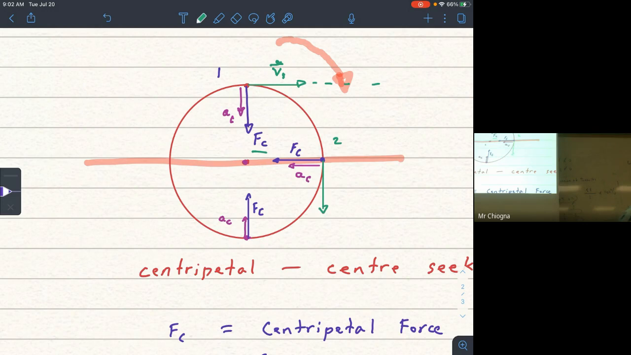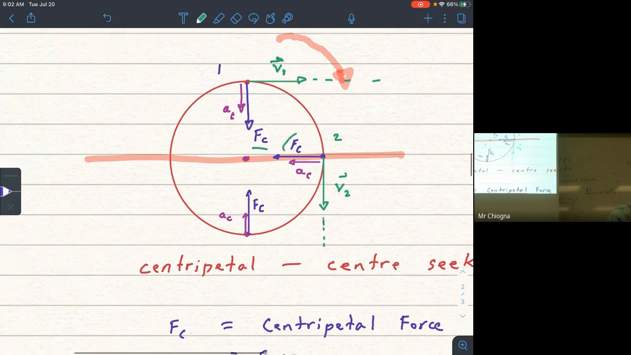They are equal length, but different direction. So at position 2, you keep moving this way, unless what? Unless a net force prevents you from doing that. You don't move in a straight line at each point. You move in a curve because of the centripetal force.